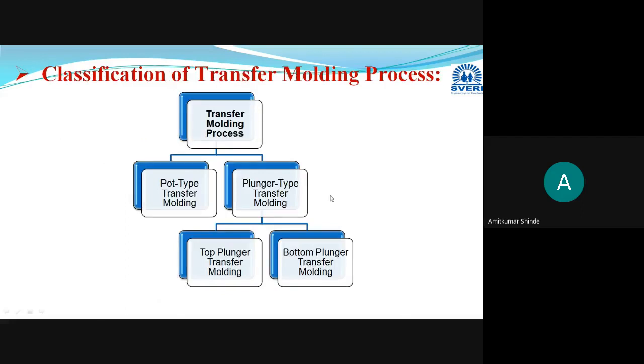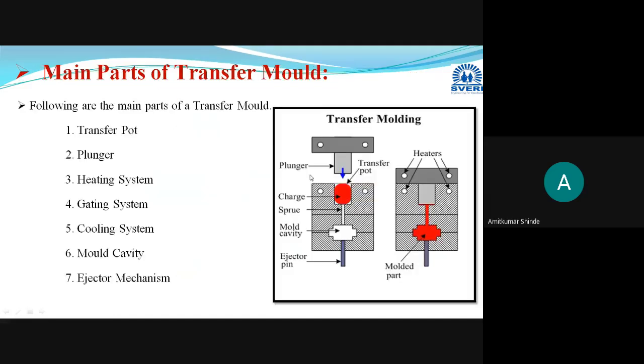These are the two types. And the plunger type transfer molding process is classified into two types depending on the direction of movement of the plunger. If it is moving in a downward direction, it is termed top plunger transfer molding, and if it is moving in an upward direction during the transfer of material, it is termed bottom plunger transfer molding process.